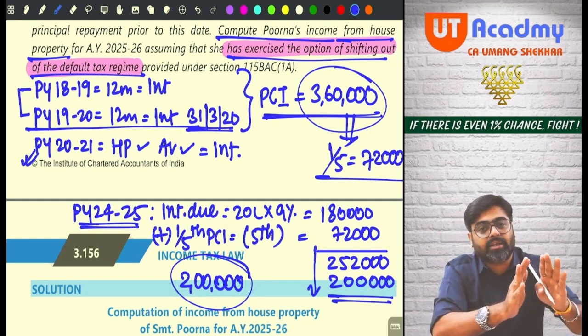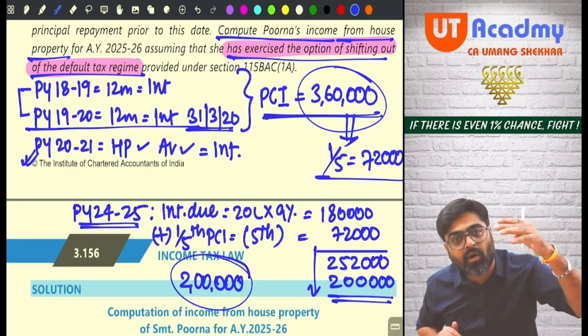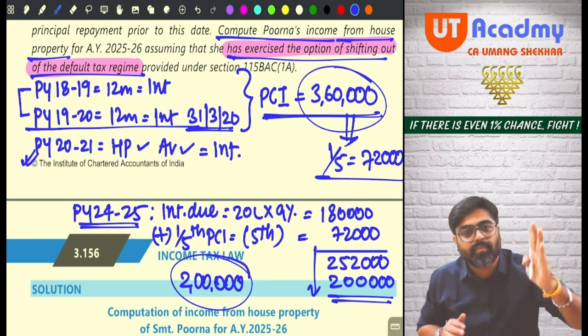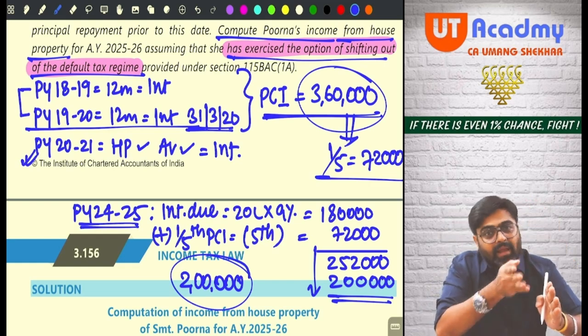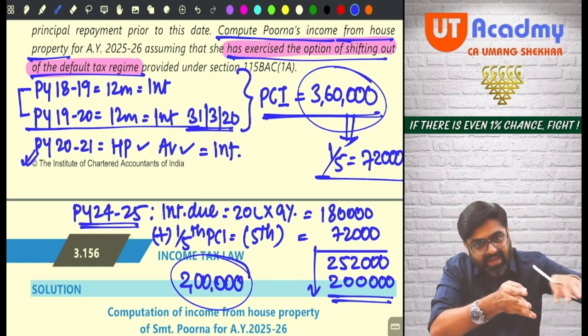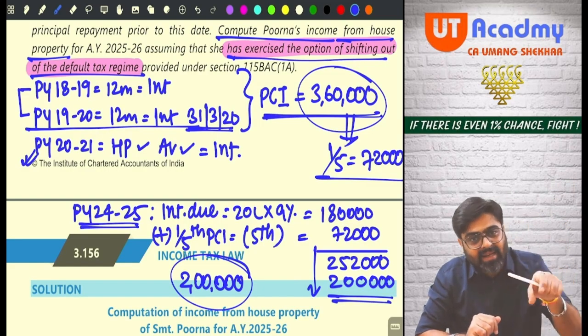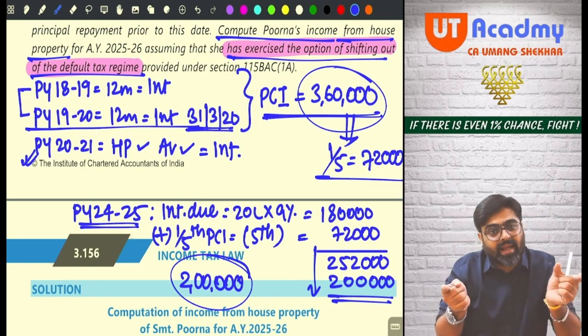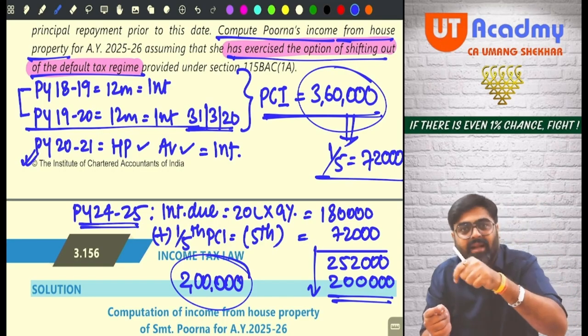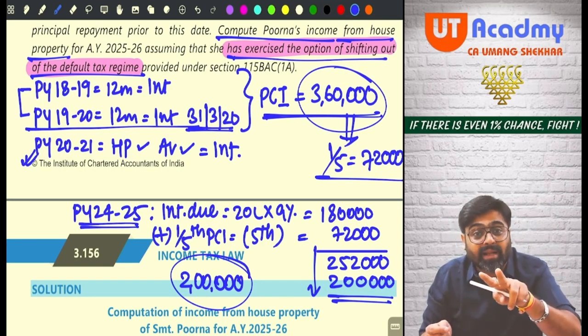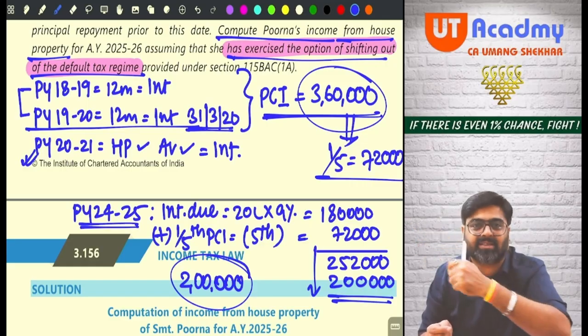Because whatever interest becomes due in the year of construction, April to November and after November, that entire interest becoming due in that year will be allowed in that year. And if you are taking the interest of 8 months as a part of pre-construction interest, you are trying to claim that interest for the second time as a part of pre-construction interest.